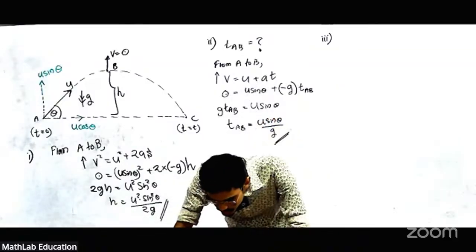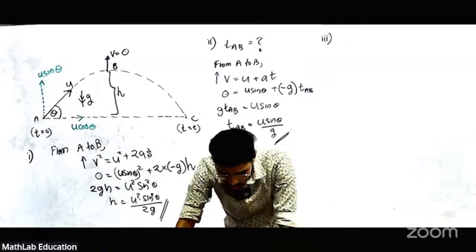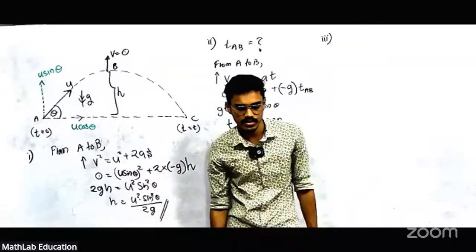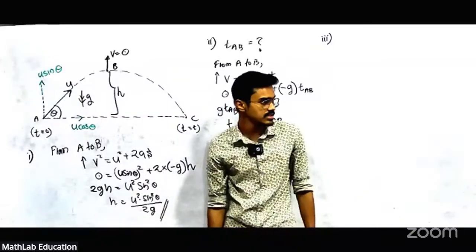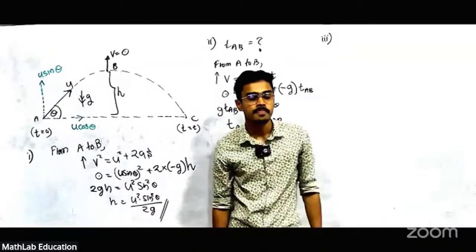Below root 2gh over g. No, check again. There should be components coming. There should be sine or cos components coming. Definitely components are coming, right? Not just a single g.